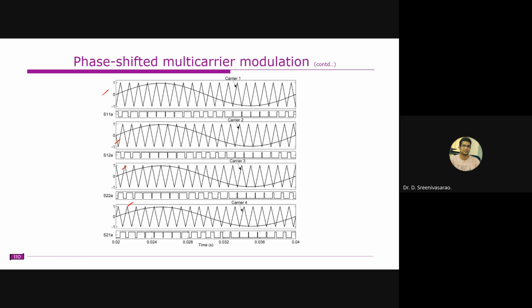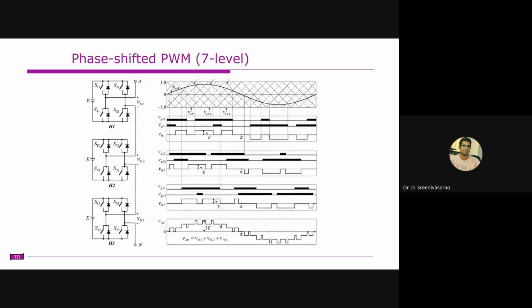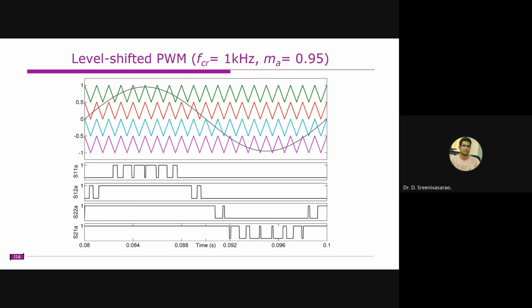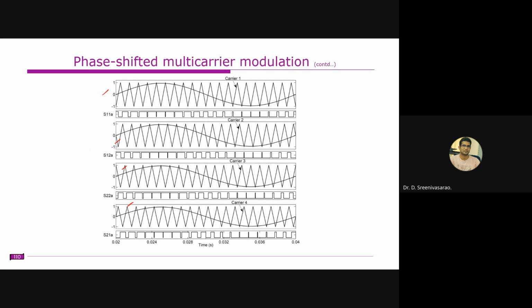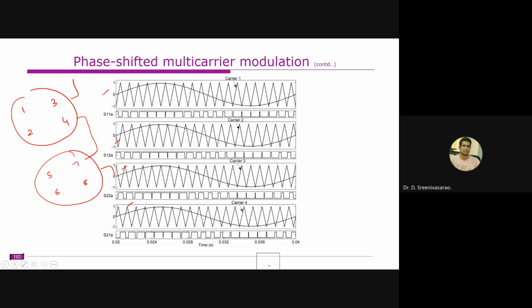Here, if you remember the cascaded H bridge converter, one H bridge has switches 1, 2, 3, 4. In the second H bridge, let us assume the switches are 5, 6, 7, 8. All these are switches, and together they represent one phase. There are four switches in each H bridge, so you have 8 switches and 4 carrier and modulating signal interactions.